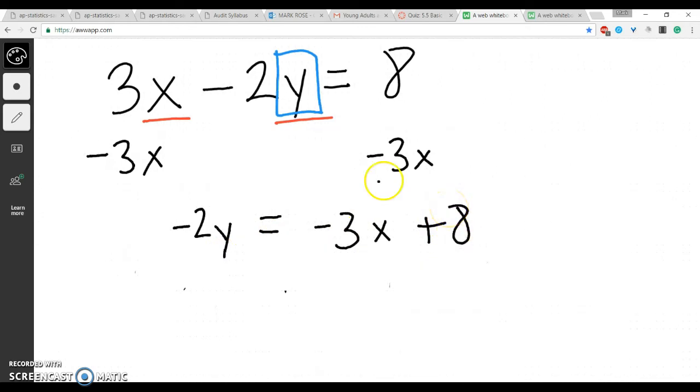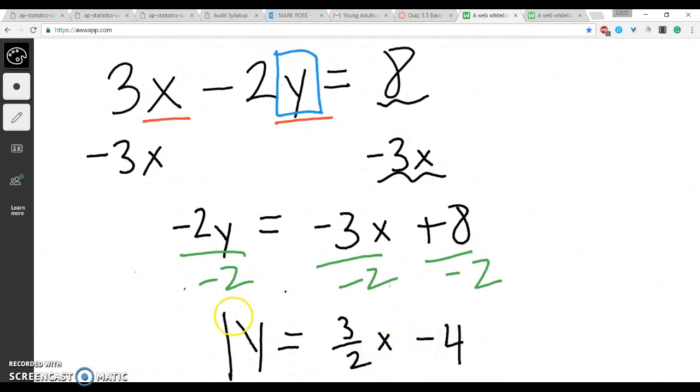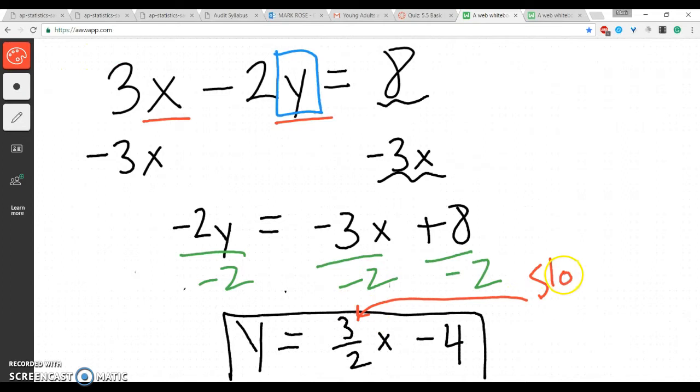And again, I want my x to be in front of my number. Then we're going to divide everything by negative 2. This is going to give me that y is equal to, well, negative 3 divided by negative 2 will give me a positive 3 over 2. And then 8 divided by negative 2 is going to give me a negative 4. And again, this thing would be then in slope-intercept form. And I could see, okay, this is my slope, and this is my y-intercept.